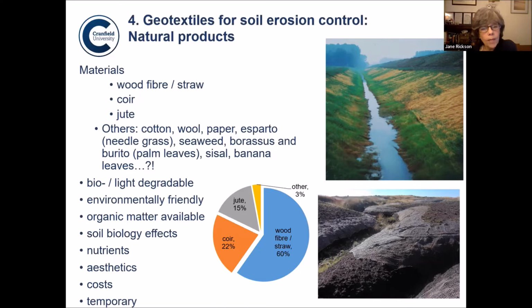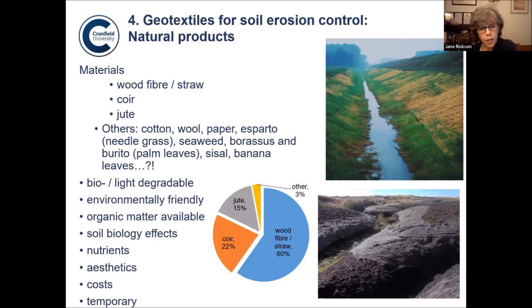All right, so natural fibers can be biodegradable, they can be light degradable, and therefore the argument is that they're environmentally friendly. There are claims that they add organic matter because they're made of organic materials. As they degrade under light and biological attack, that organic matter becomes available to the soil, making the soil more fertile and giving a substrate for microorganisms within the soil and earthworms and so on. So there may be beneficial soil biology effects. I've not seen much research on that, and I'd welcome it if anybody does know of any research. It's something we could carry out, but just never got round to.